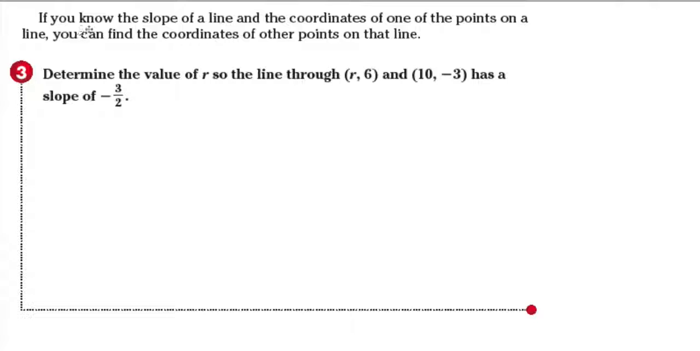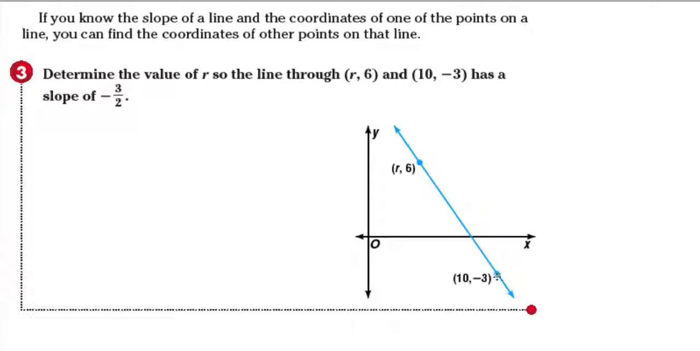Before we do that, if you know the slope of a line and the coordinates of one of the points on the line, you can find the coordinates of other points on that line. Okay, so what does that mean? Let's take a look at this example. Example 3, determine the value of r, so that the line through (r, 6) and (10, negative 3) has a slope of negative 3 halves. Okay, so we know one point. We don't know one coordinate of the other point, but we know what the slope is. Okay, so basically this is what we're trying to find out. This one right here. If you have a line and you know the slope and you know one point, you just have to find the other point right there.